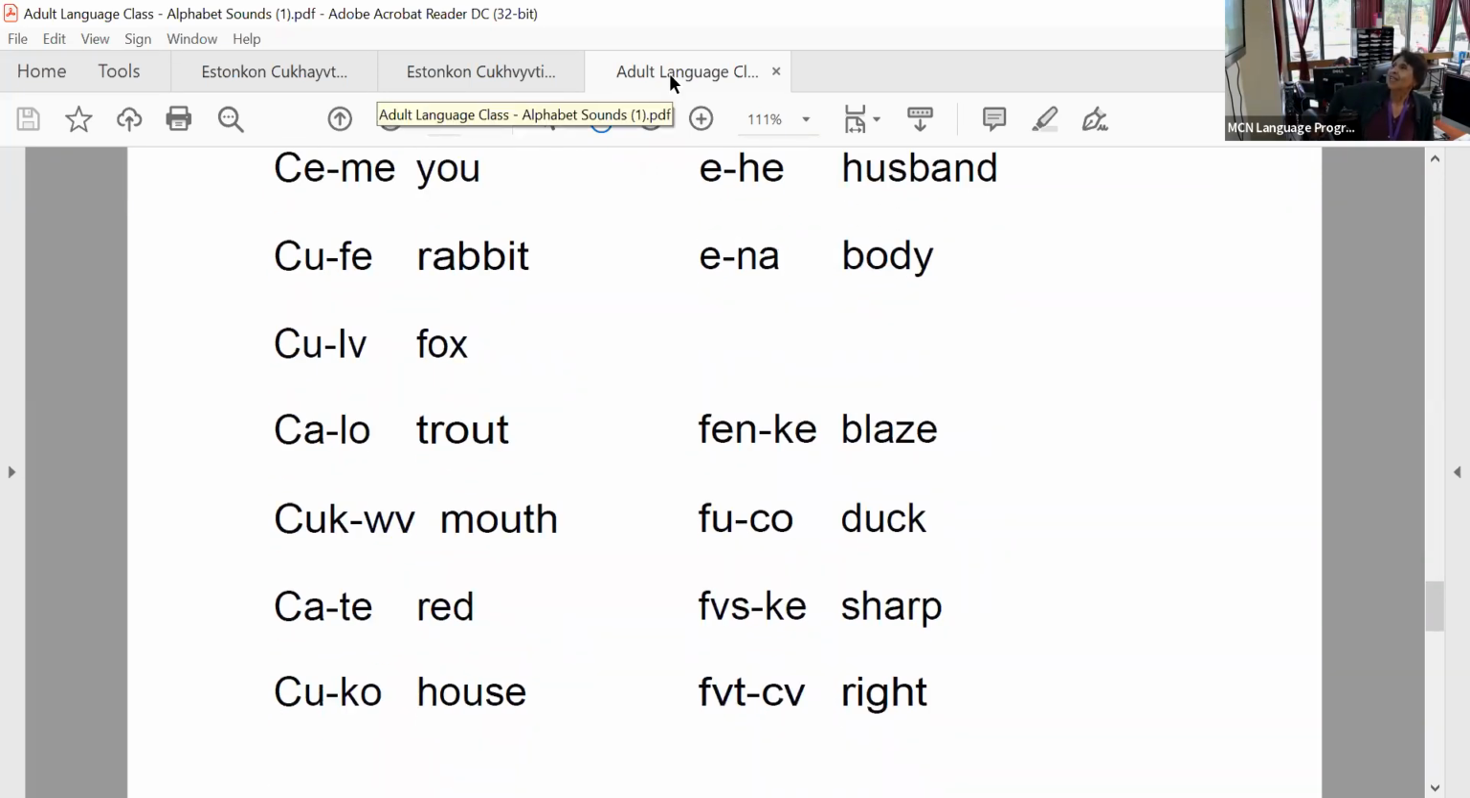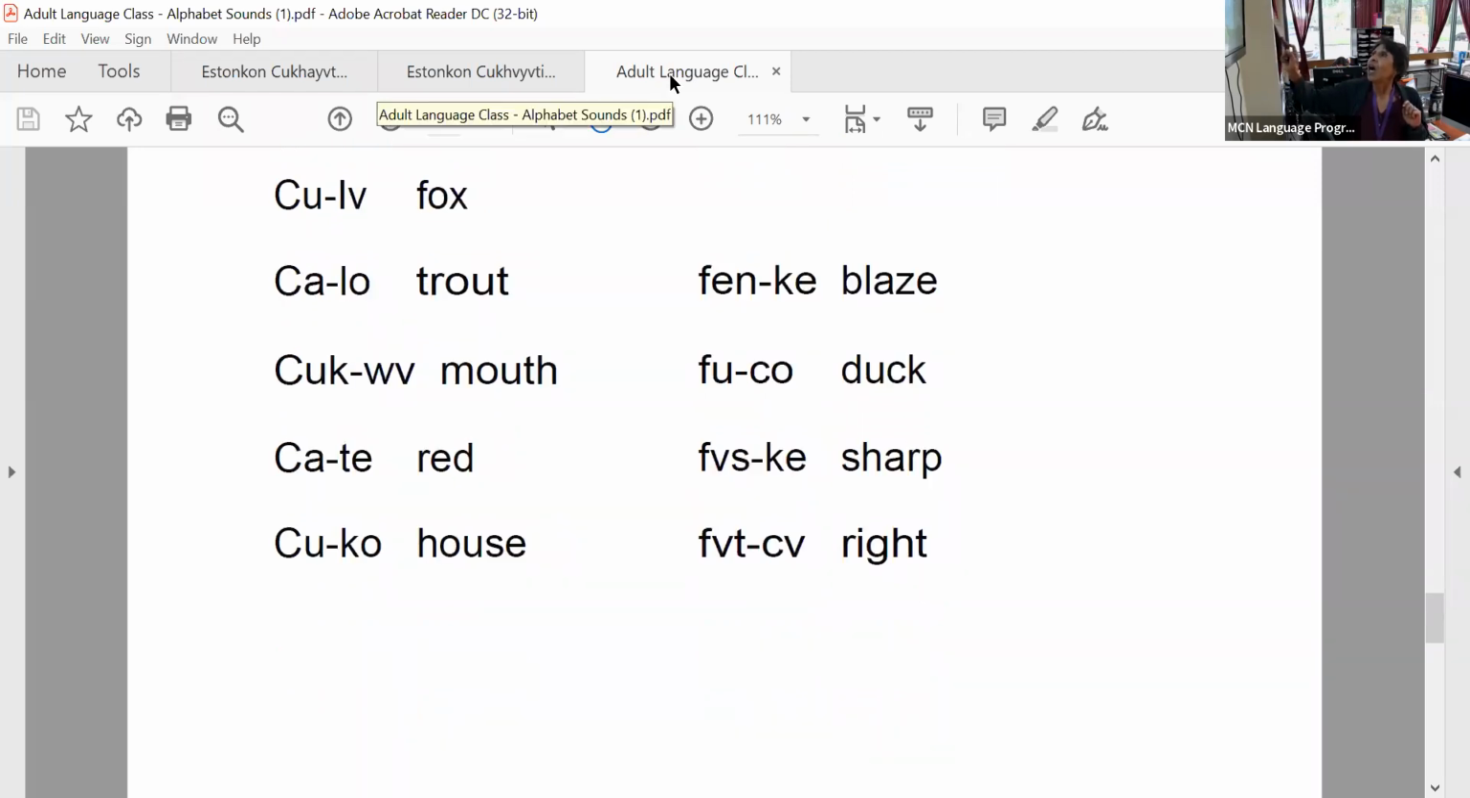Fingi, blaze. Fojo. See, this is one word that I play on all the time. They'll say fujo. F-U-G-O. How do you come up with fujo when it's fojo? And you can hear it. Fusky. F-U-S-K-E. Fusky. And that's why I really discourage English phonetics.